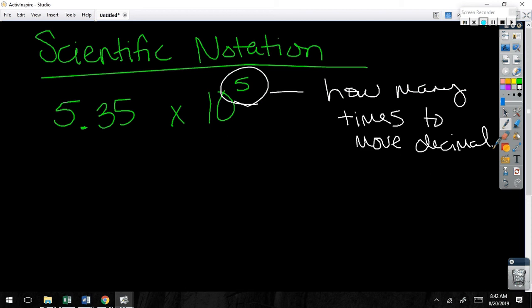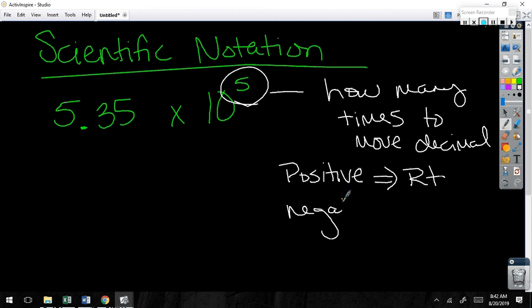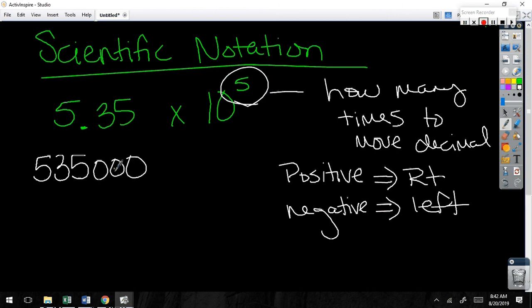All right, so if it's positive, what do we do? That's right. If it's negative, to the left, to the left. So what would this number be if I had to write this out? Clearly 5 is my favorite number today. I feel like I've used that for everything. So it's 5, 3, 5. How many zeros do I need? 3. Right? So that's the easy part, and that's the part that's assumed you know.